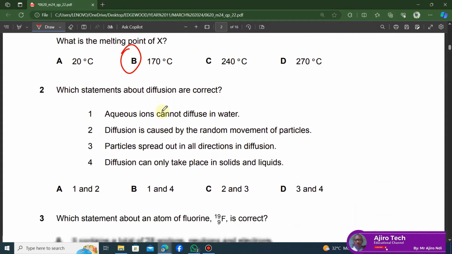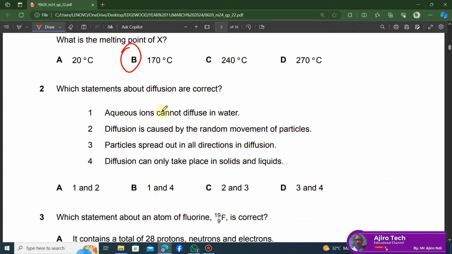All right, now move to the next question. Which statements about diffusion are correct? So let's look at the options, and we use the concept of elimination, which is what I always use in all of my videos. We use the concept of elimination to remove any point that is not correct. All right, so let's begin.